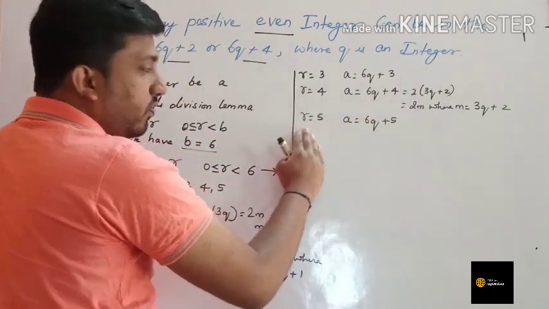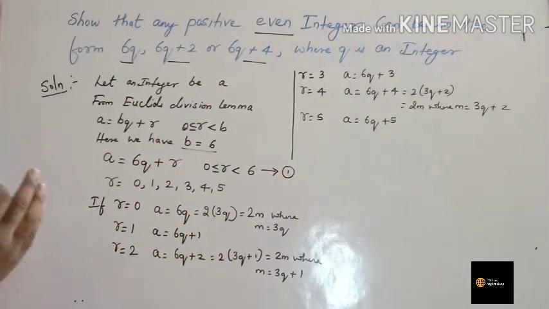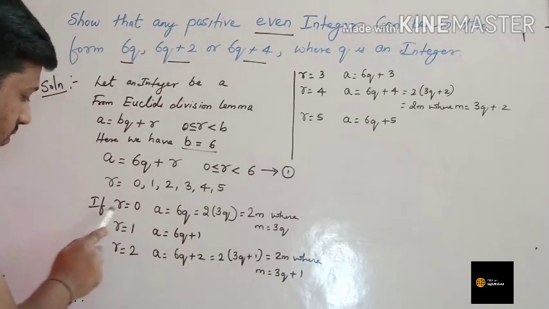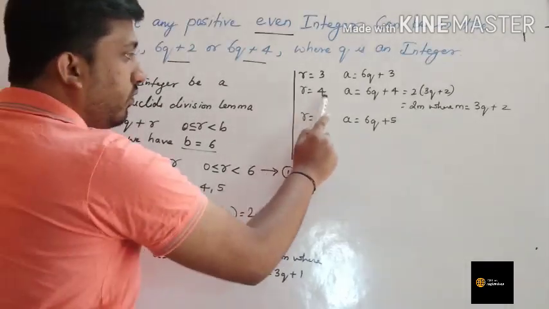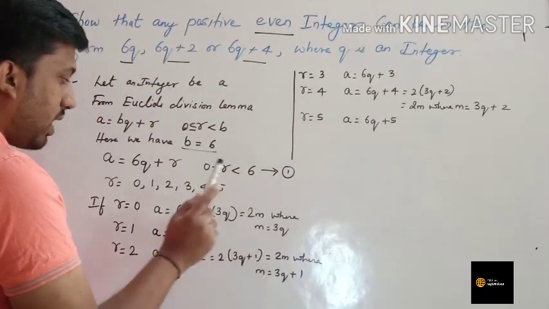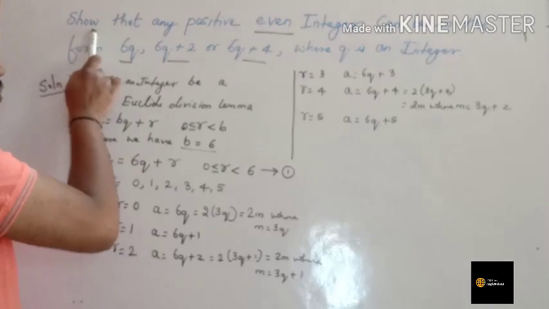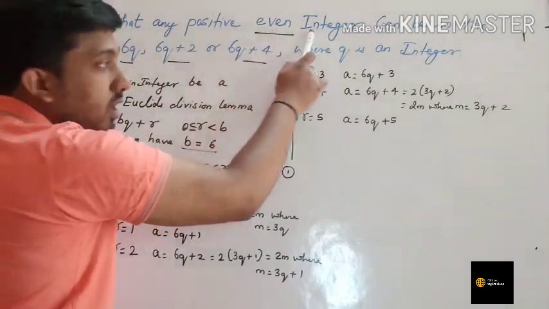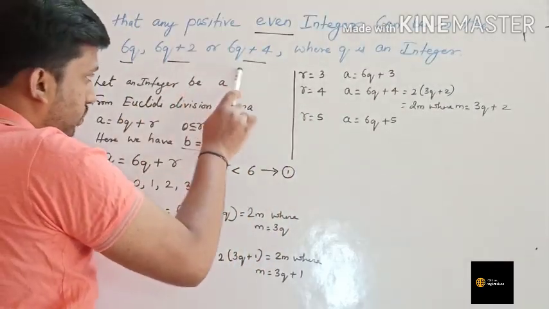And again r is equal to 5, a is equal to 6q plus 5. If you observe, we can see 3 even numbers, that is when r is equal to 0, r is equal to 2 and r is equal to 4. So it is in the form of 2m, right? 2m, 2m and 2m. So here the question is, show that any positive even integer can be in the form of 6q, 6q plus 2 or 6q plus 4.